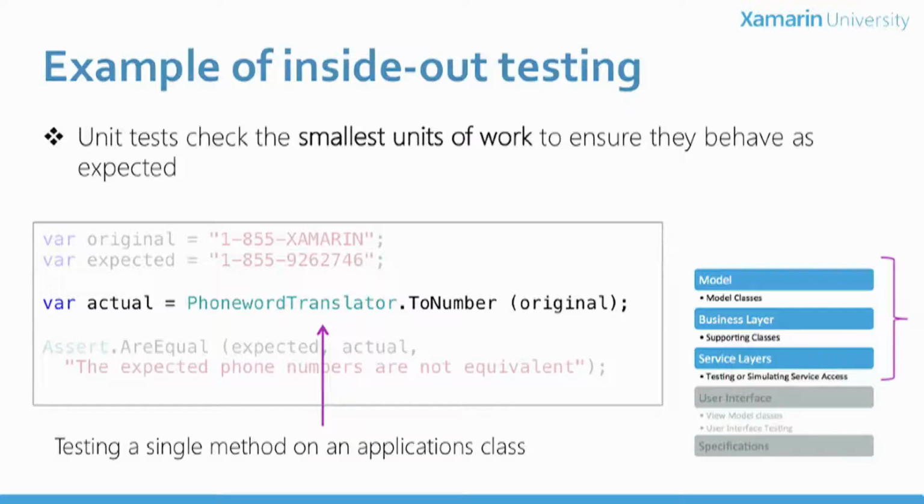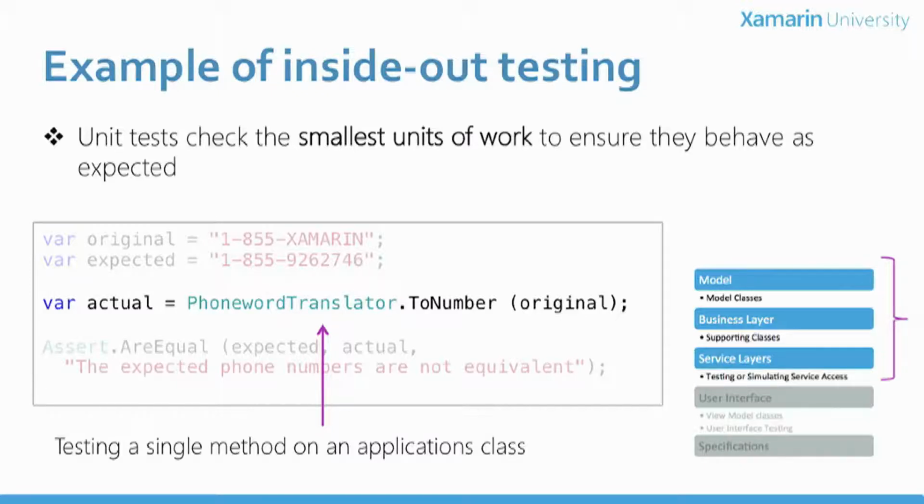So the unit test that's demonstrated on the slide at the moment is showing the phone translator class from the phone word application that you may already be familiar with at Xamarin University. And that's converting a phone number like 1855 Xamarin into its numeric equivalent. So here we know the expected outcome, so we can check to see that the expected outcome matches the actual outcome.